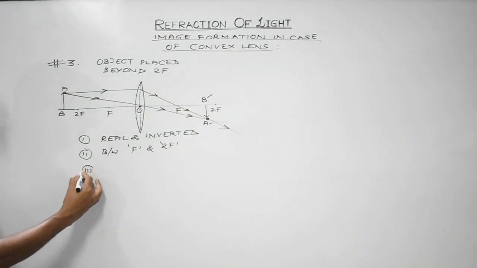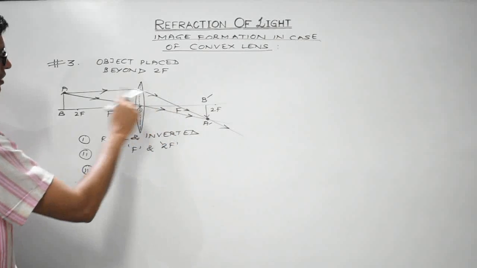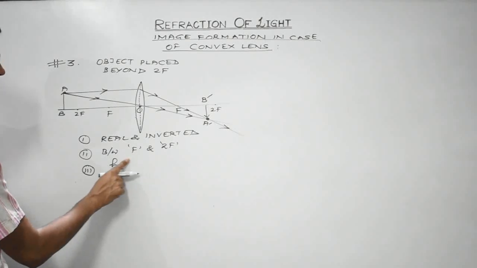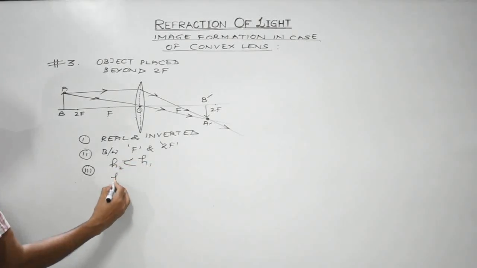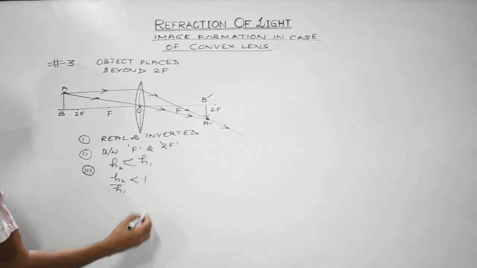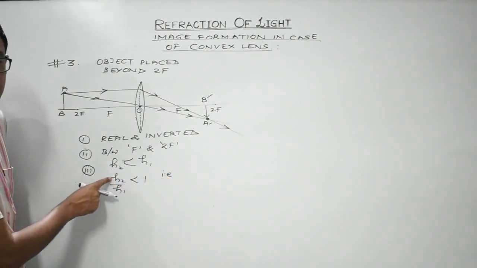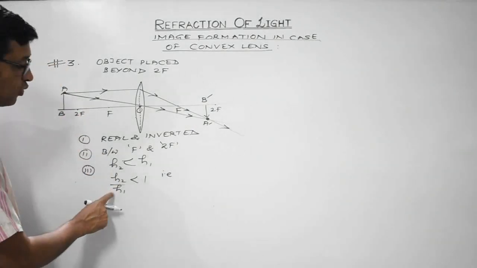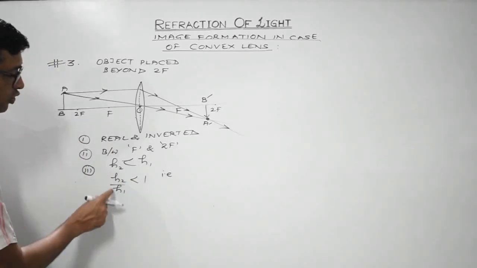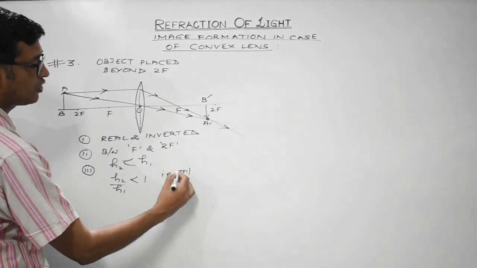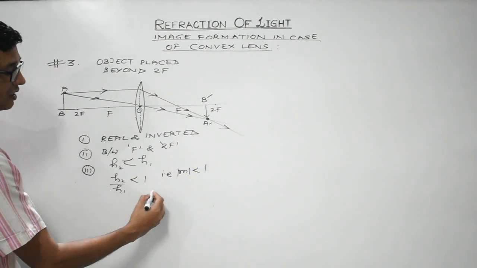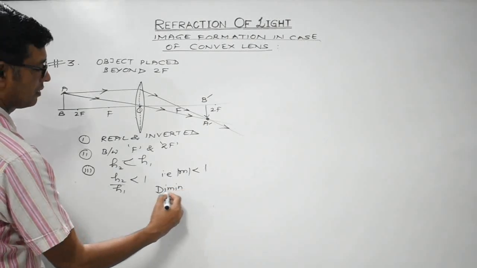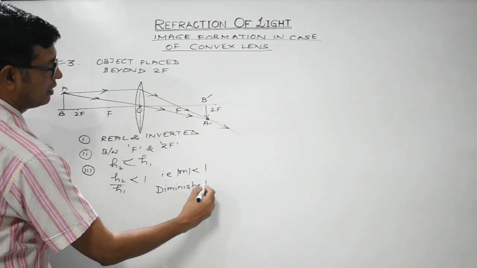Third, look, the size of the image is less than the size of the object. That is, H2 is less than H1, or H2 by H1 is less than 1. That is, the ratio of the size of the image to the size of the object. H2 is considered to be the size of the image, and H1 is the size of the object. So the ratio of these two is less than 1. That is, linear magnification is less than 1. That is, the image is small, a diminished image is obtained.